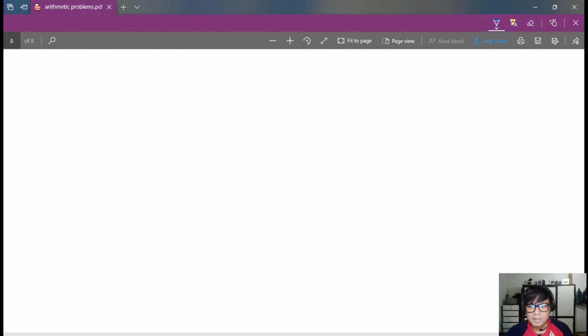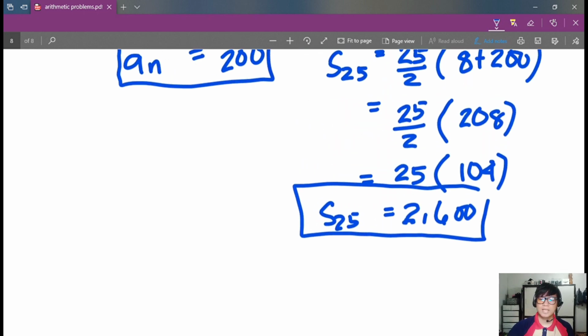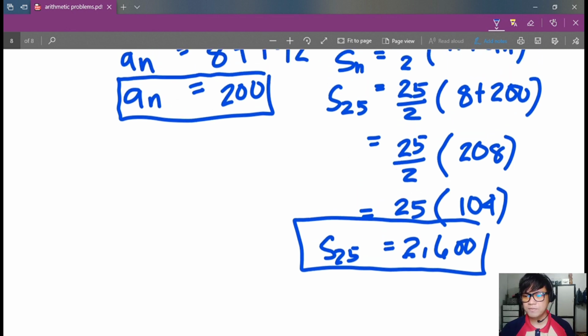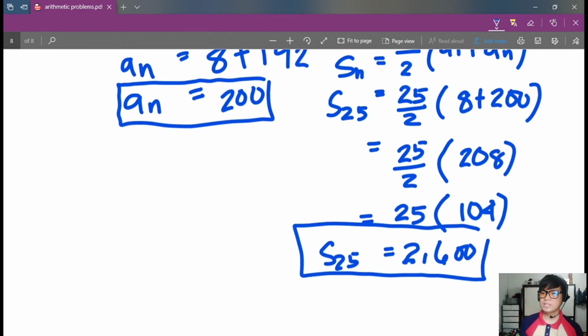Okay, so that concludes our lesson for today, some problems involving arithmetic sequence. This is my way of solving word problems. It's up to you what strategies you can apply. You can have other strategies on how to solve problems, because in a math problem, there are many ways to solve.